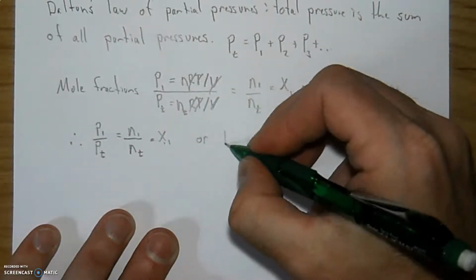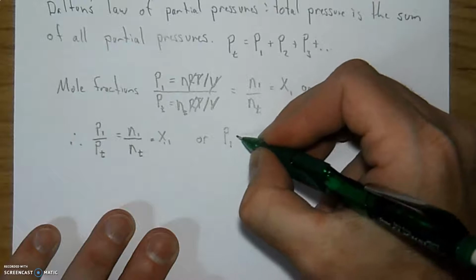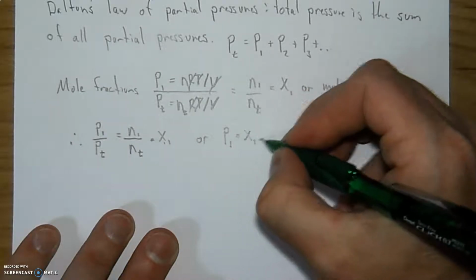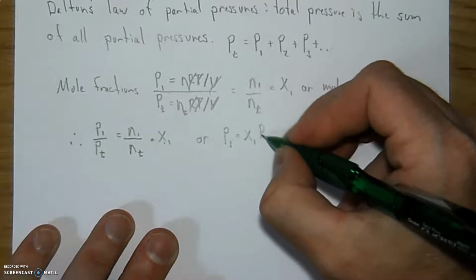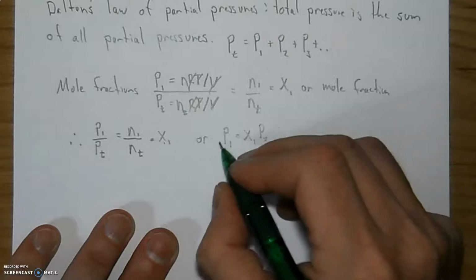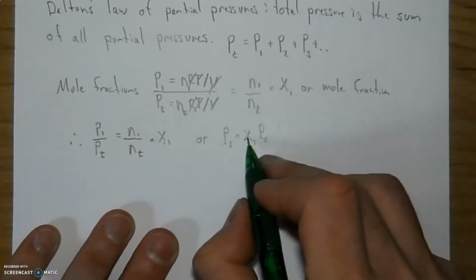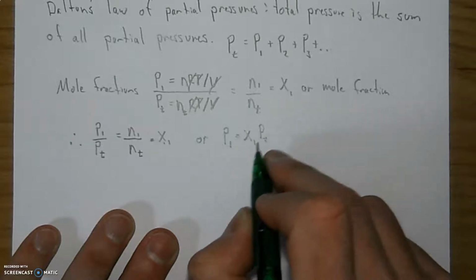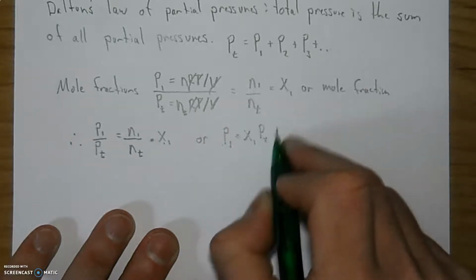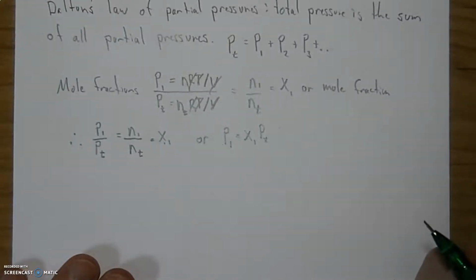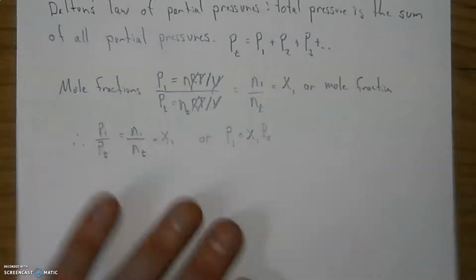So I'll write this again. Pressure 1 is X1 times the total pressure in the container, which is going to give me the pressure of that 1 gas. So if I know this is 75%, the pressure will be 75% of the total pressure within the container. That's it. Okay, let's do another problem in the homework.